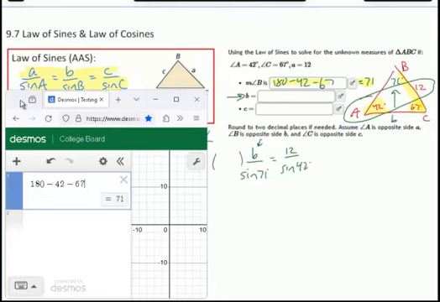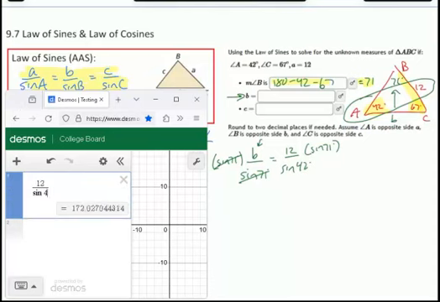So multiply both sides by the sine of 71 degrees. And there is my solution for B. And I can type that in, 12 over sine of 42, again, as long as you're in degree mode, times the sine of 71. Gives me my answer of 16.96.